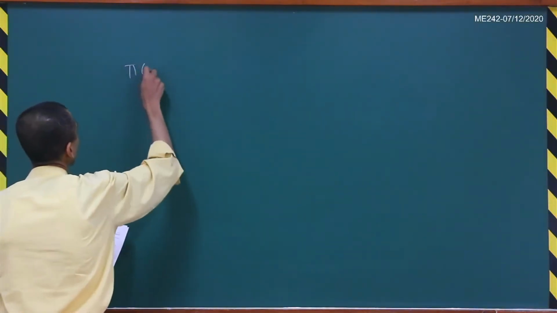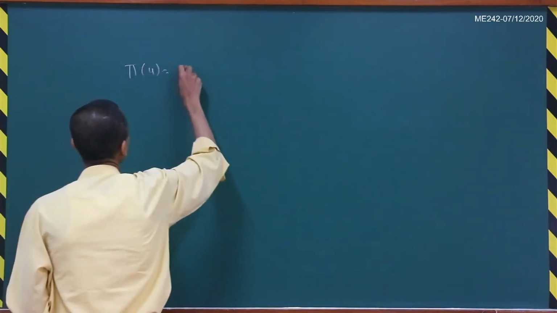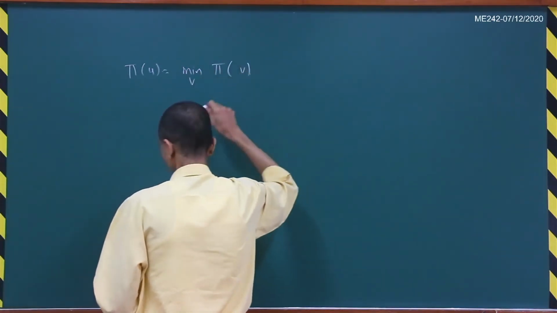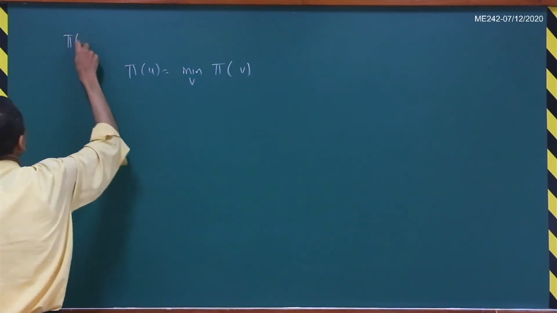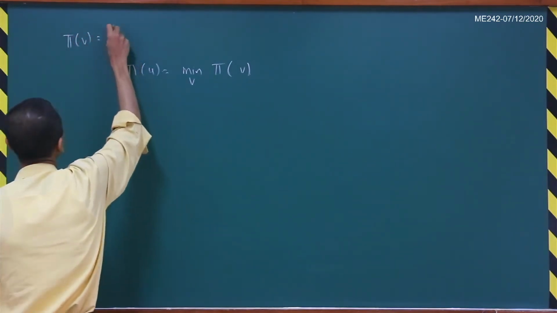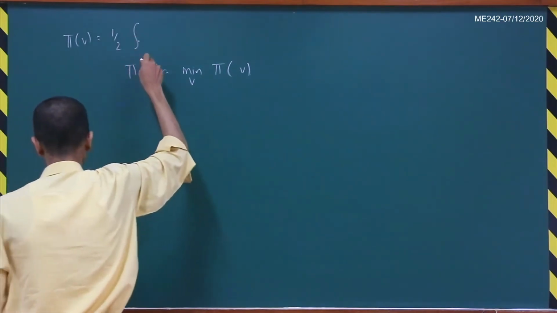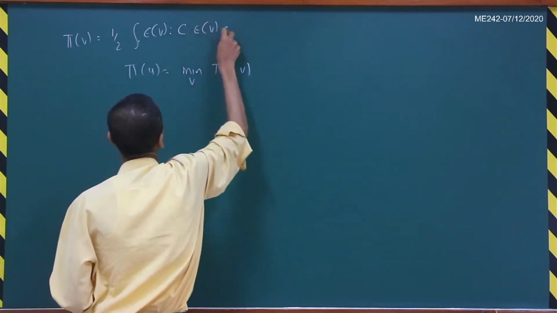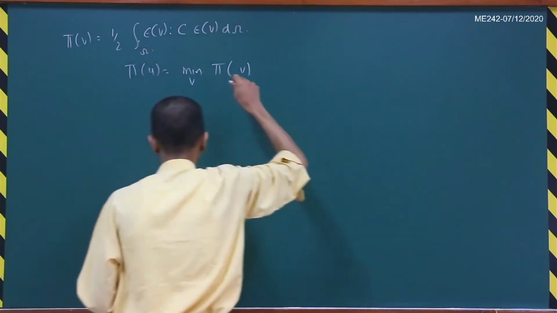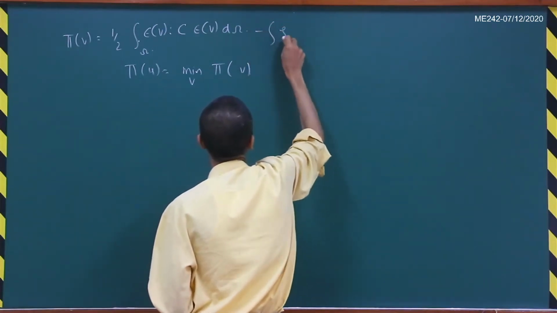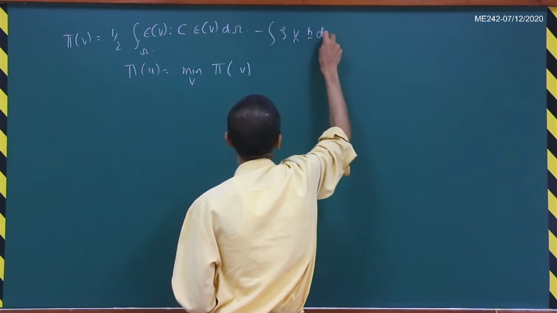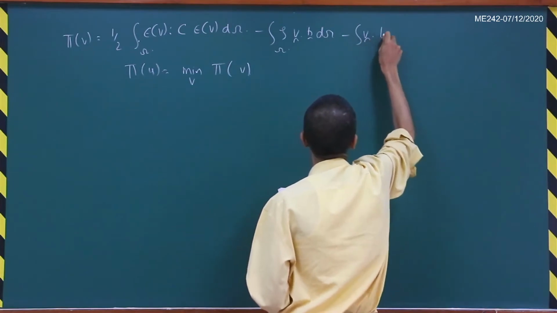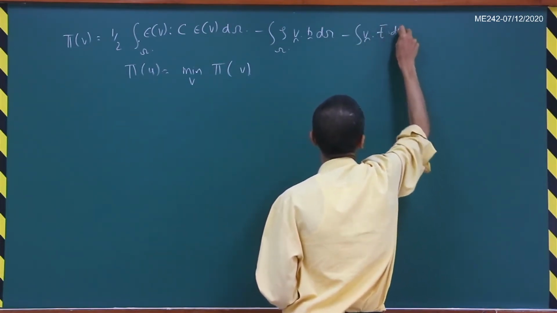So we said that phi of u is equal to minimum over v of phi of v, where this phi of v is equal to half of integral of epsilon of v times C times epsilon of v times d omega over omega, minus integral of rho v dot b times d omega over omega, minus integral of v dot t bar times d gamma over gamma t.